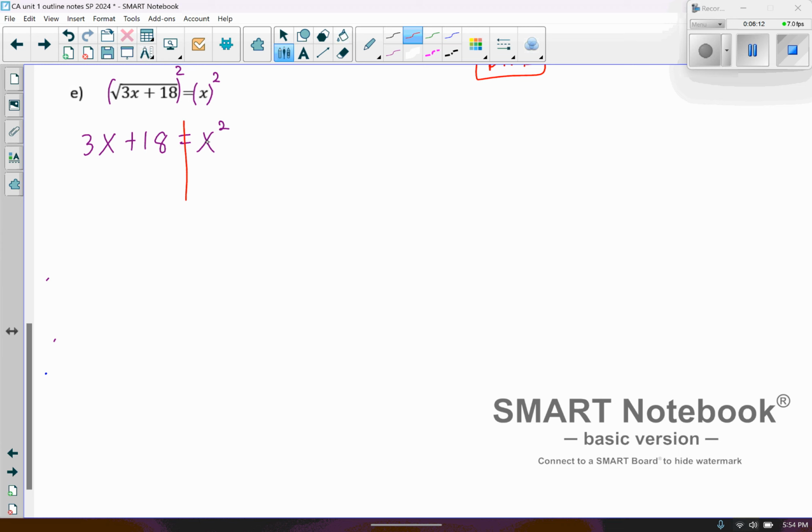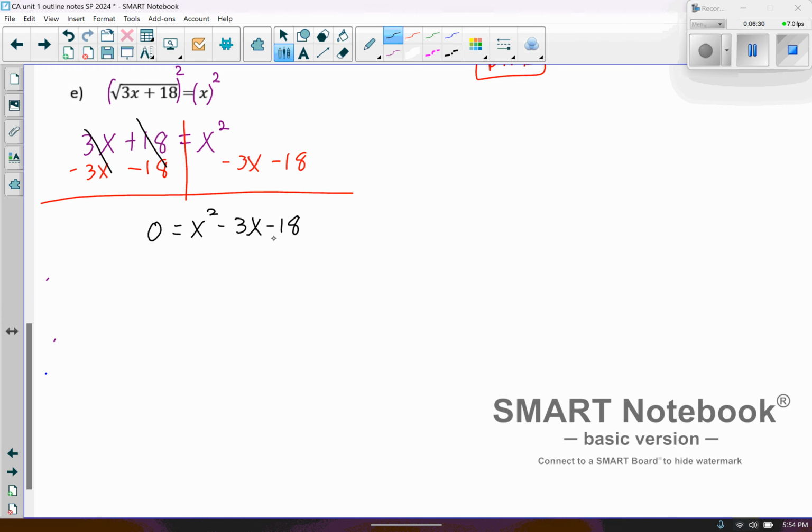So I want to keep my x squared positive. So I'm going to subtract both sides by 3x and by 18. And so that's going to zero out my left side. So I'm going to have 0 equals x squared minus 3x minus 18.